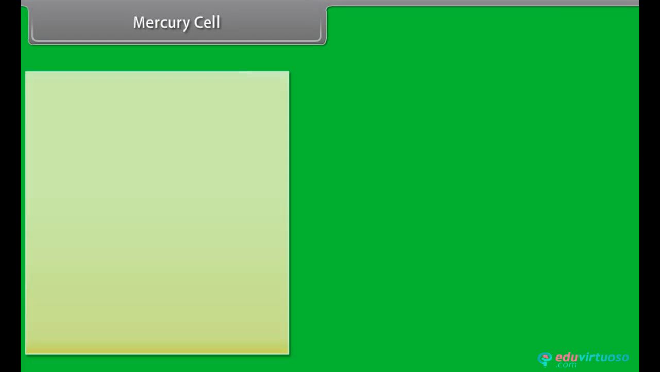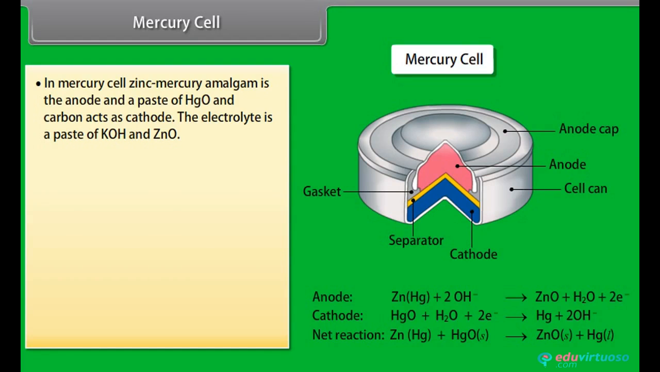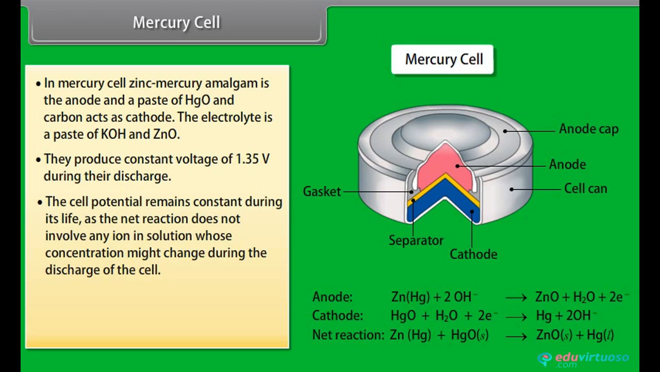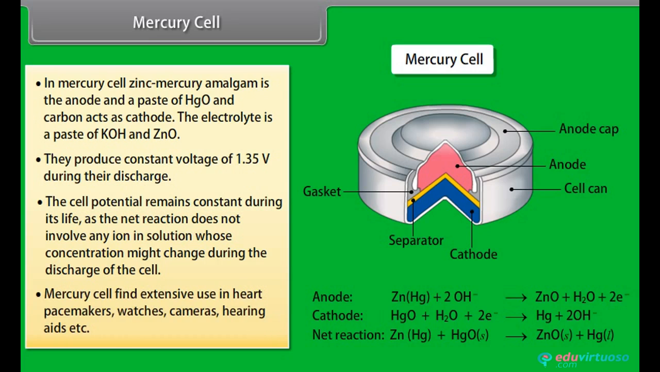Mercury cell. In the mercury cell, zinc-mercury amalgam is the anode and a paste of HgO and carbon acts as cathode. The electrolyte is a paste of KOH and ZnO. They produce a constant voltage of 1.35 volt during their discharge. The cell potential remains constant during its life, as the net reaction does not involve any ion in solution whose concentration might change during the discharge of the cell. Mercury cell finds extensive use in heart pacemakers, watches, cameras, hearing aids, etc.